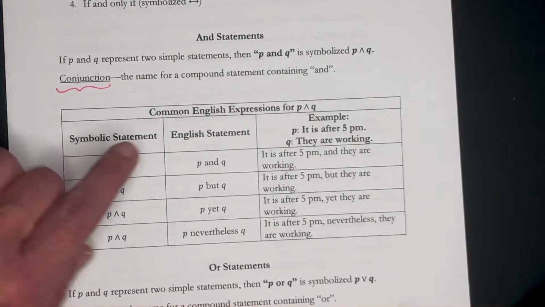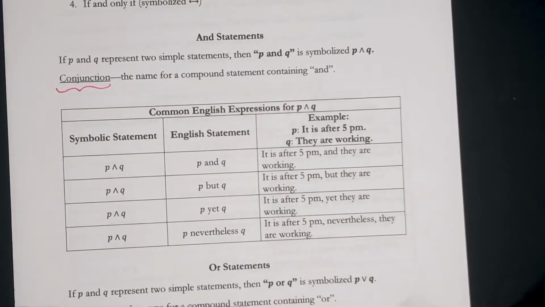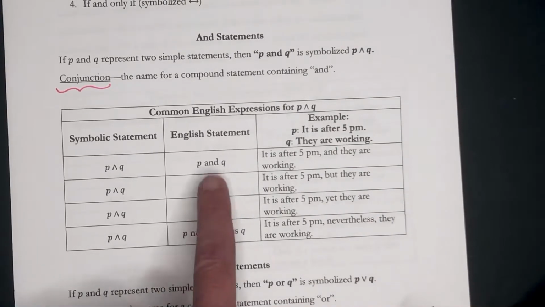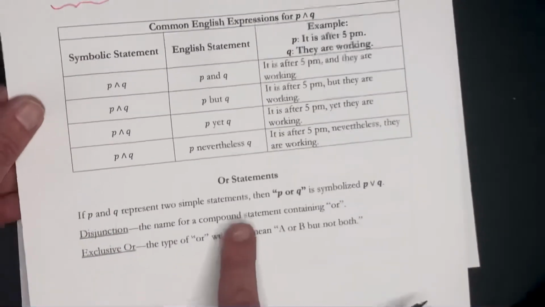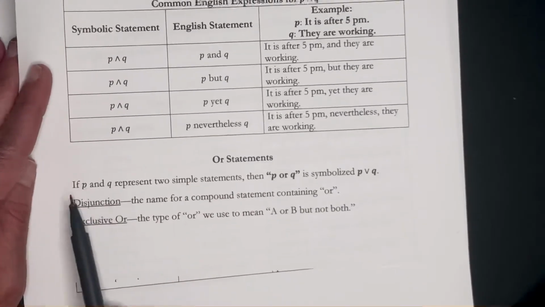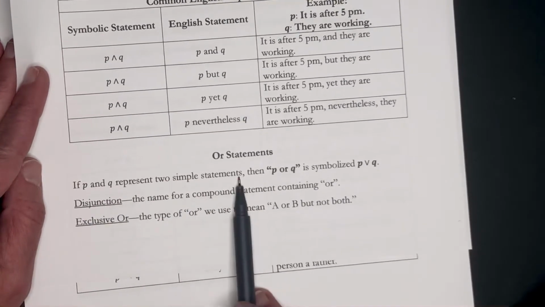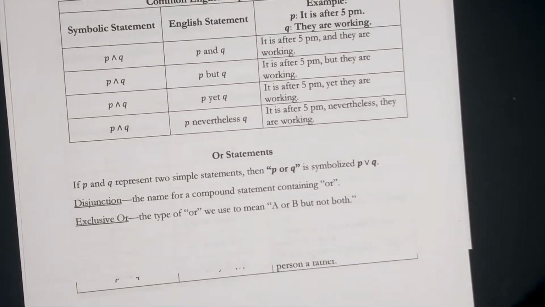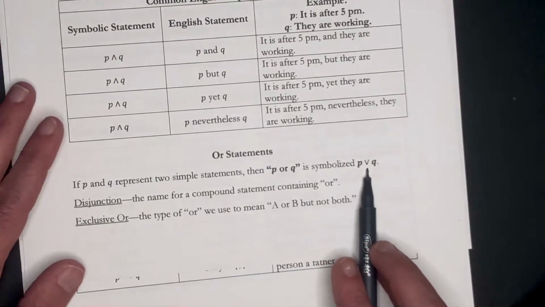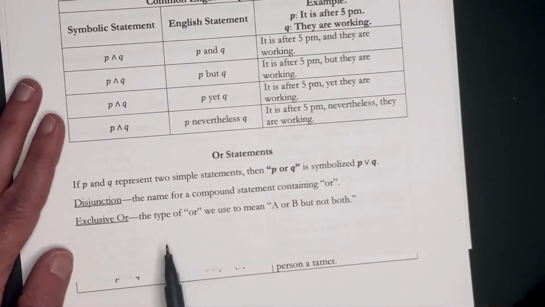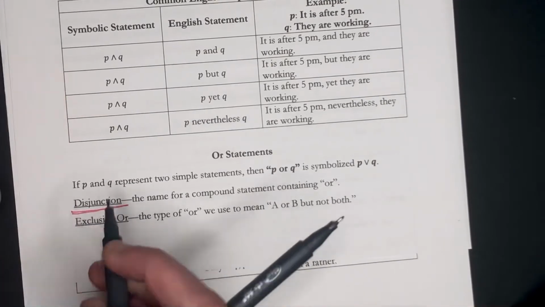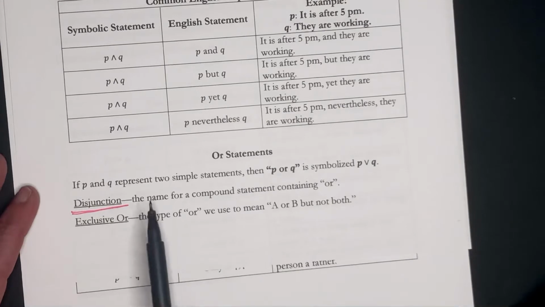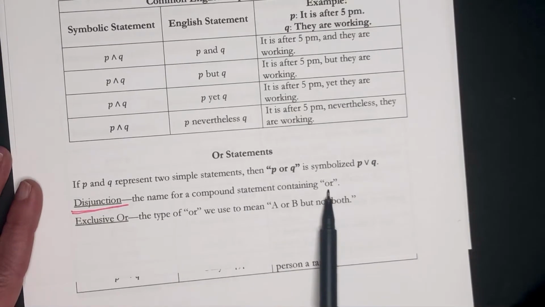Okay, so we have our and statement, which is roughly the same idea as intersection, and we've talked about the various different words we use to talk about that idea. We are also going to be dealing with or statements. If P and Q represent 2 simple statements, then the phrase P or Q, which is symbolized like this with a V instead of the U for a union, and the official name for this is disjunction. Okay. Disjunction is the name for a compound statement containing the word or. So disjunction goes with or.